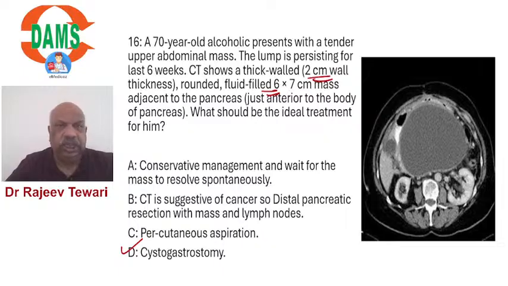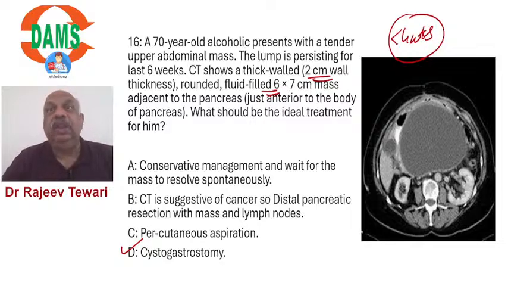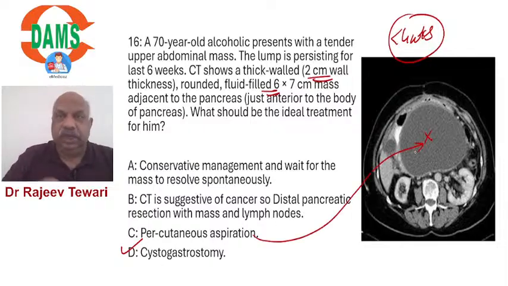So, why not C? For pseudocyst, you do cystogastrostomy, but before 4 weeks, the wall has not formed and it's not called pseudocyst. Pseudocyst is only called when there is a fibrous wall, and fibrous wall develops after 4 weeks. So, before 4 weeks, if the cyst gets infected, then we should go for percutaneous drainage. I'll repeat: percutaneous drainage is not the treatment of pancreatic pseudocyst. It's a treatment of peripancreatic fluid collection which gets infected. So, before 4 weeks, I can do this.